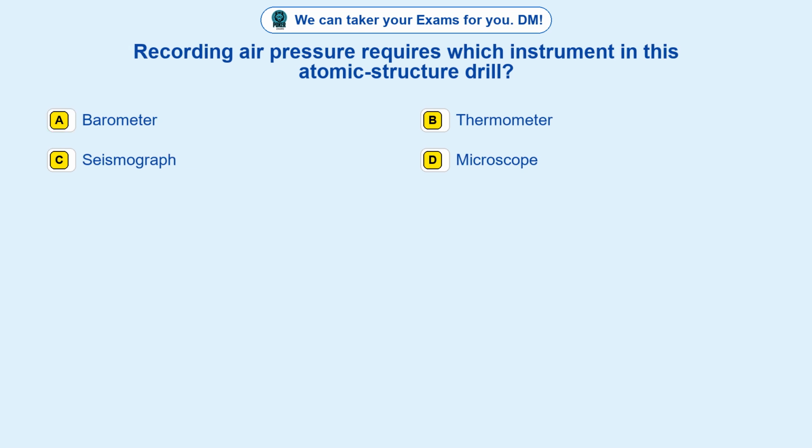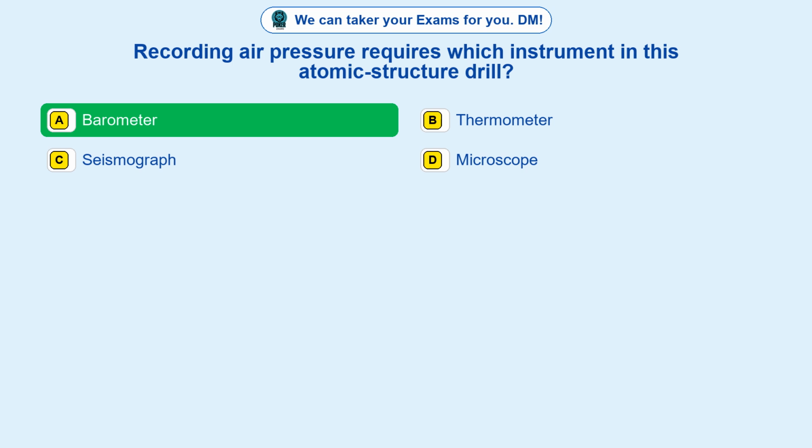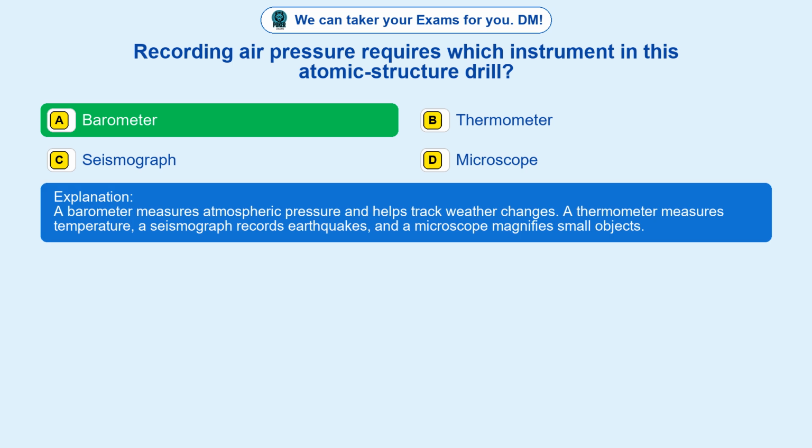Question 100. Recording air pressure requires which instrument in this atomic structure drill? Option A, barometer. Option B, thermometer. Option C, seismograph. Option D, microscope. The correct answer is option A. Barometer. A barometer measures atmospheric pressure and helps track weather changes. A thermometer measures temperature, a seismograph records earthquakes, and a microscope magnifies small objects.